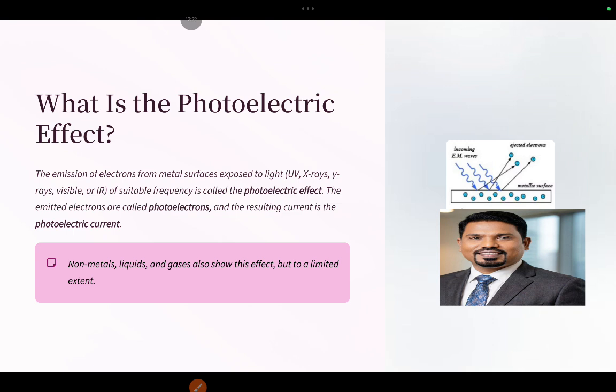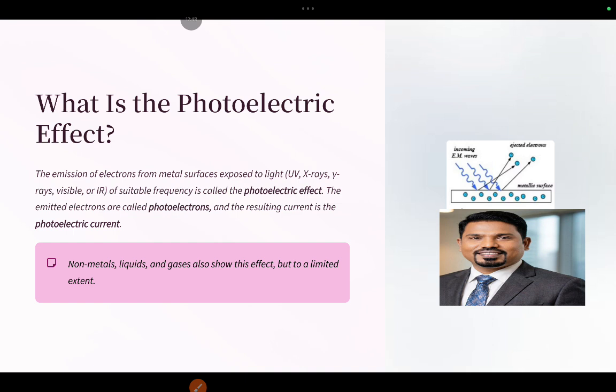Then Albert Einstein, that we will see in a coming slide. Albert Einstein proposed the Einstein equation based on the quantum explanation in the year 1905. That is the reason he was awarded the Nobel Prize.